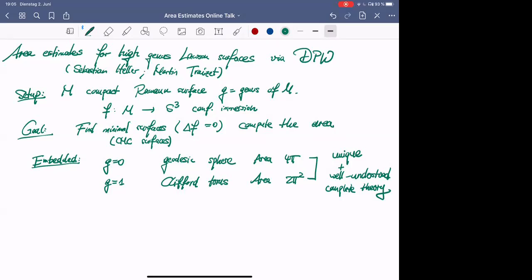But when the topology gets more complicated, everything gets really difficult. There are only very few examples for G greater or equal to 2. And one group of very prominent examples are the so-called Lawson surfaces.